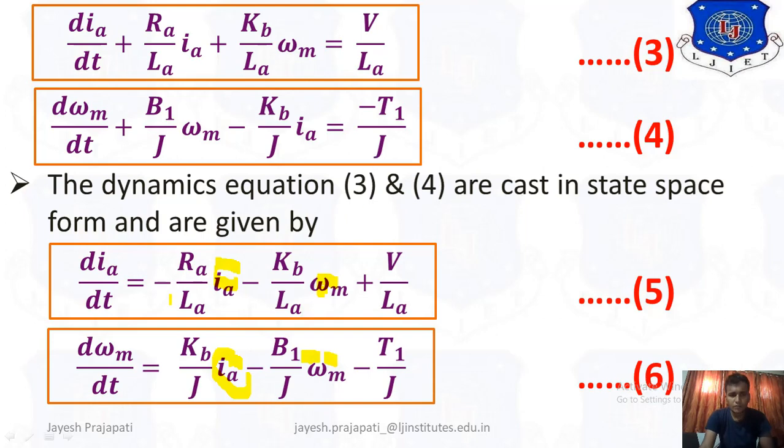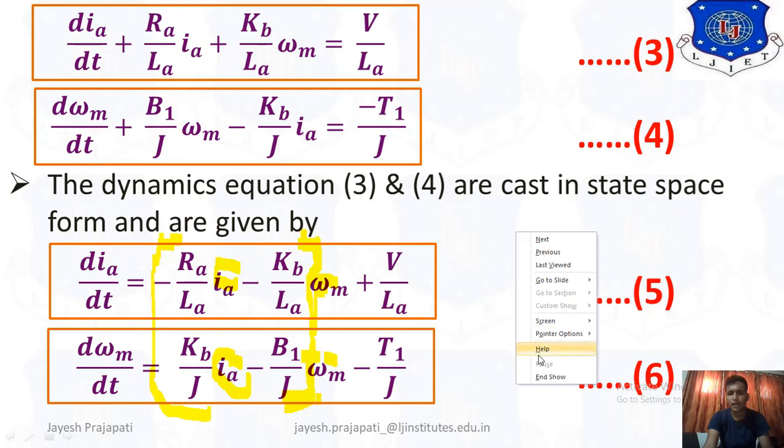Then in the box, a 2 by 2 matrix, we have written: minus Ra divided by La first, then minus kb divided by La, then kb divided by j, then minus b1 divided by j, and that is a box matrix. And in the next box matrix we have written ia and omega m. So that is how we have written it in matrix form in this slide.